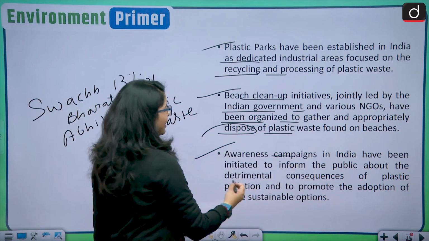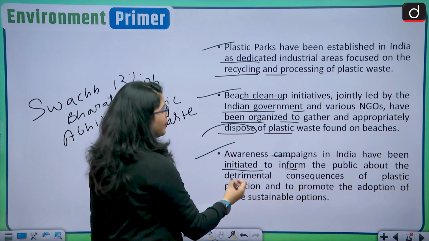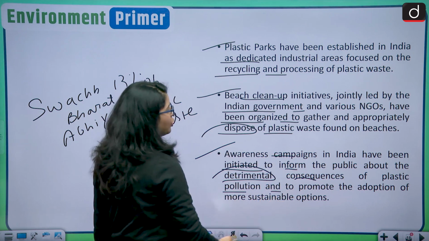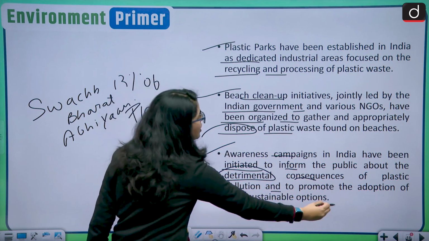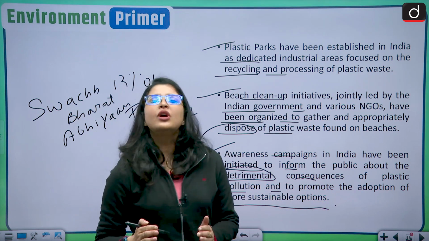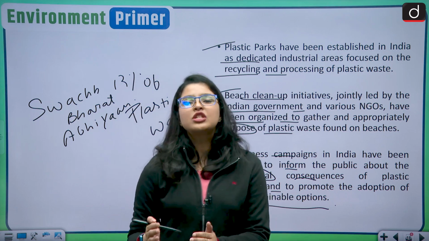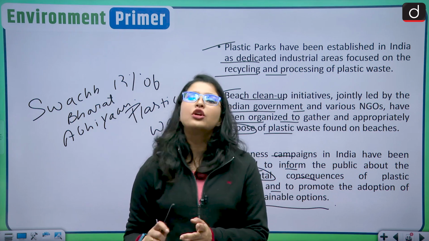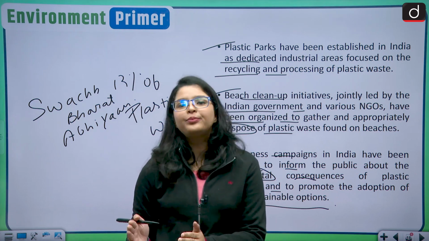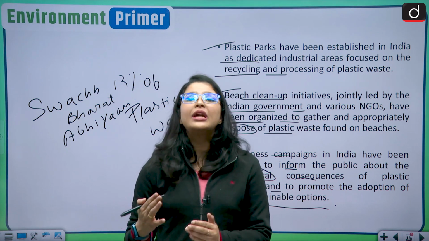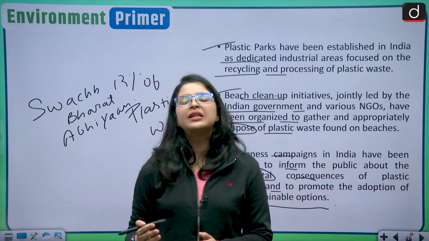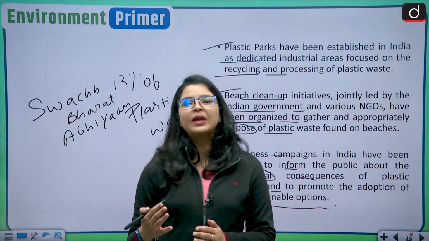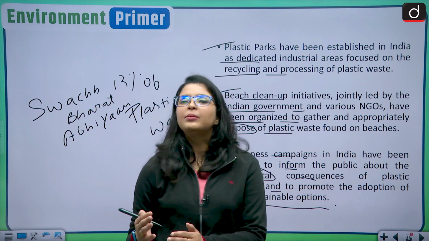Awareness campaigns in India have been initiated to inform the public about the detrimental consequences of plastic pollution and to promote the adoption of more sustainable options. So the Indian government has launched various green initiatives. A mobile app has also been launched, and they are tracking the use of plastic. They are trying to educate the public about the harms related to single-use plastic. So the Indian government is making every effort to mitigate plastic pollution.